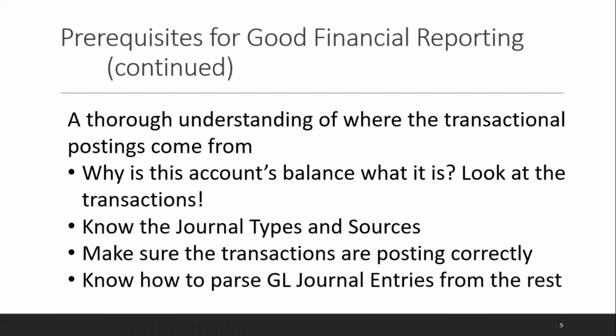And the last thing then is to know how to parse GL journal entries from the rest. If I ever get asked, how come my AP trial balance does not tie out to my AP account? The first thing I will do is take a look at the AP account, and I'll show you a couple ways that you can do it, but determine what journal entries were made to that account. If they didn't come from AP, if they didn't come from purchase order, and you posted journal entries, that's probably why that GL account doesn't tie to your AP trial balance.